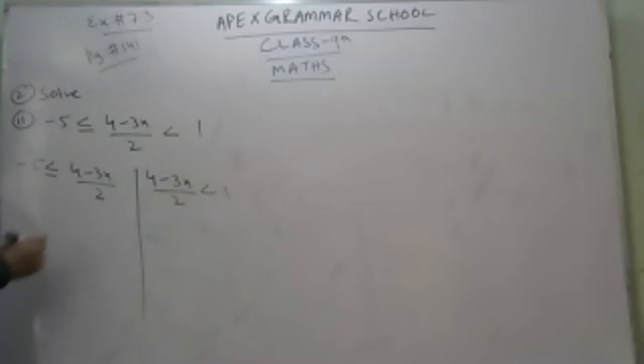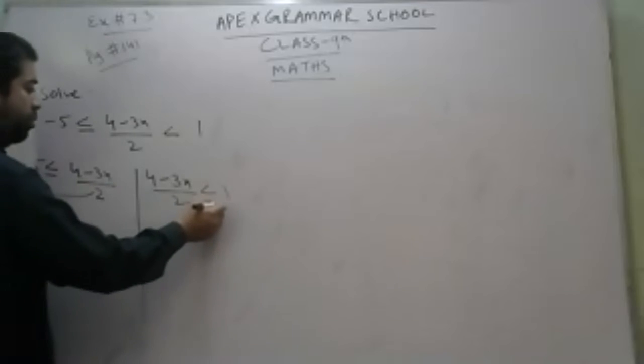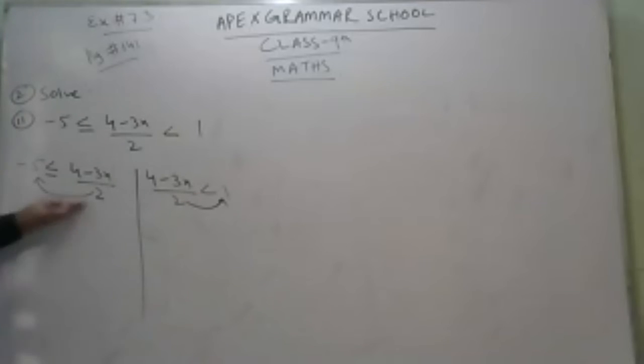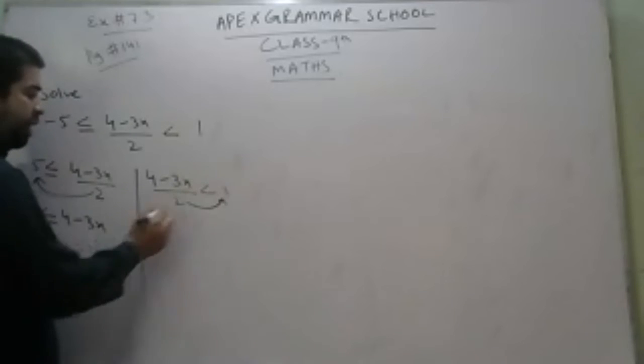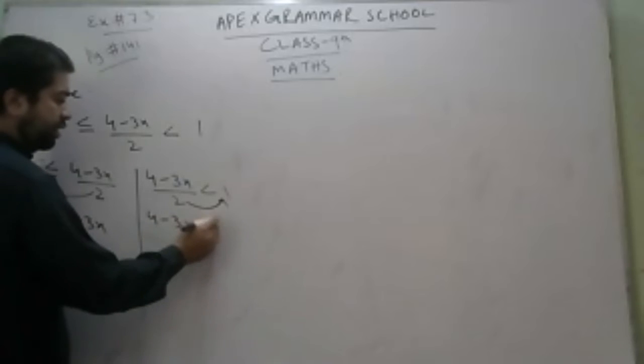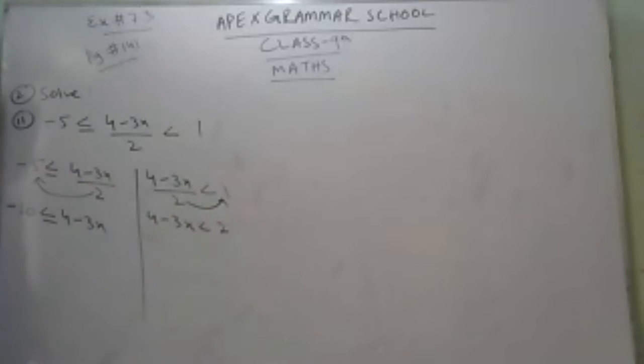This 2 will go to multiply to this -5, and this 2 will multiply to this 1. This will make 2 multiplied by -5, that is -10, less than or equal to 4 minus 3x. This 2 will multiply there: 4 minus 3x less than 2. Now you can see that this x side is negative, this x side is also negative. So you can make it positive.